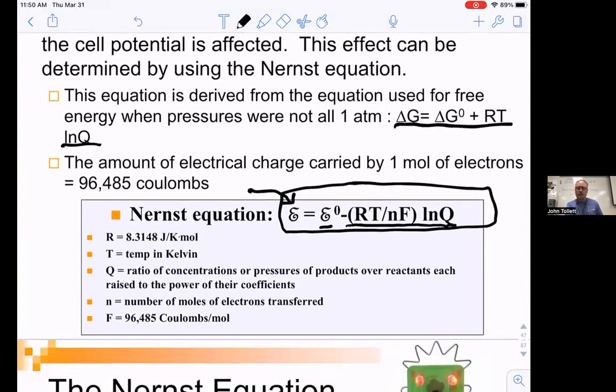Again, we're doing energy in this, calculating voltage, so we will use an R value that is in joules per mole K. The temperature has to be in Kelvin, and the rest is pretty self-explanatory.